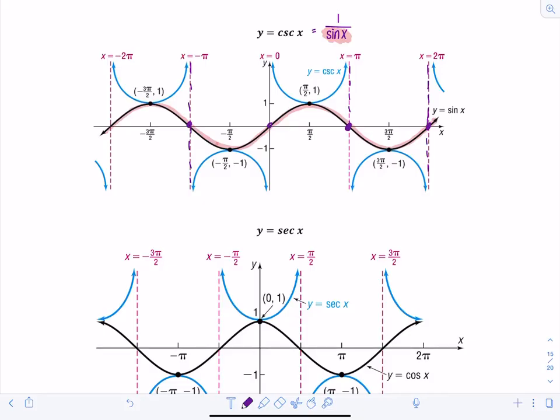Yeah, this was 1 too. You just can't see it because it's on top of the y-axis, but it's there. Okay, so the process is you would graph sine x first. Everywhere that sine x has a 0 is where cosecant x would have a vertical asymptote.